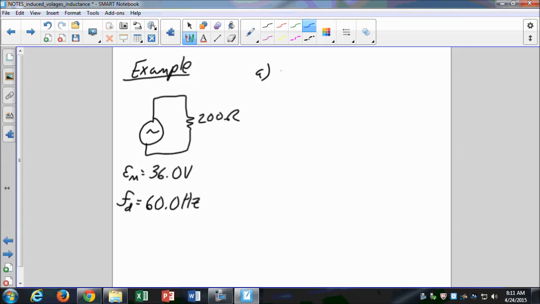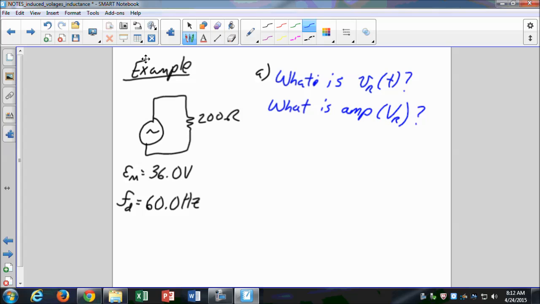But all right. I want to know a couple things. What is the function for V_R of t? And then I also want to know, you'll need to know this actually, what is the amplitude? That's that big V_R for that function. And of course, we'll also need to know omega d. All right. Let's find omega d first.